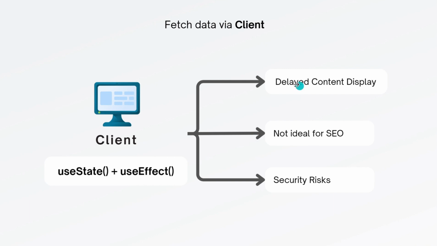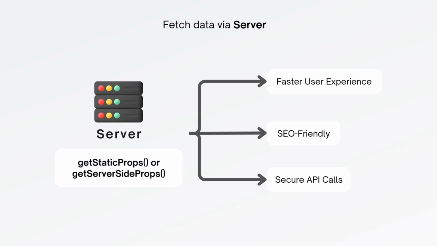First of all, we have delayed content display, where the user experiences a delay or a loading spinner while waiting for the data fetch to complete. This can make the site feel slow, especially on slower connections. We also have SEO problems, as search engines might crawl your page before the data is even fetched, which leads to poor indexing, and a security risk in which our API calls might get exposed. So this is where server-side fetching comes to the rescue.